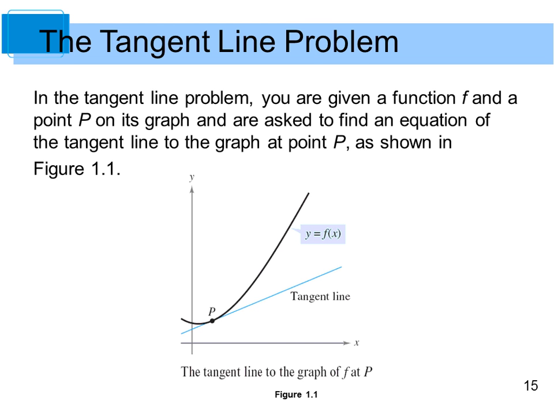Just so you become familiar with terminology and how I would say things, this is a tangent line at point P on f of x. All right? The tangent line to the graph of f at P. One of the problems we're going to have to do pretty soon is find the slope of the tangent line at point P, just different things like that.